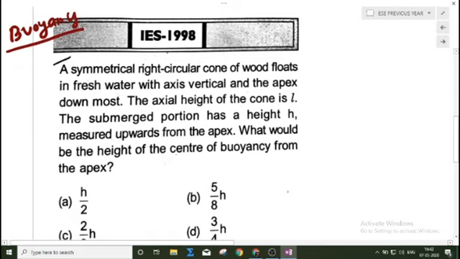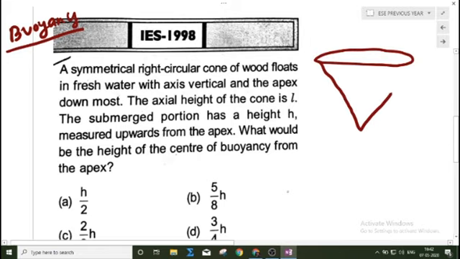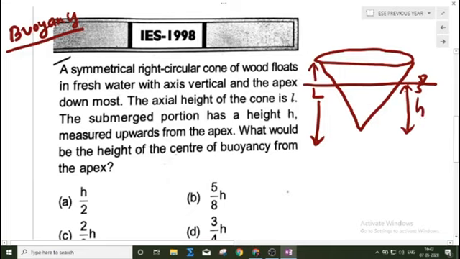Okay, a symmetrical right circular cone of wood which floats in fresh water with axis vertical. It is saying a circular cone will be there, and it is floating in water. The height of this one is given as L, and the height of the portion which has been submerged is given. What would be the center of buoyancy? It is asking what is the center of buoyancy. You can say the answer right over here.